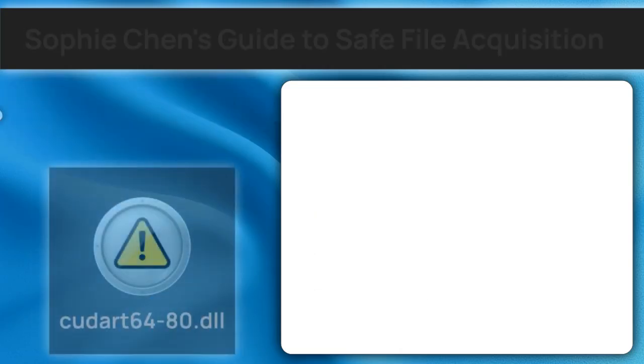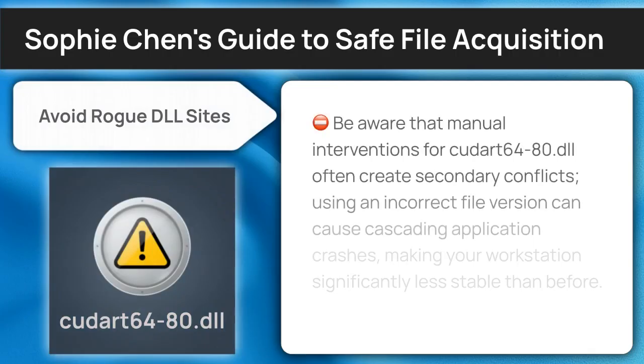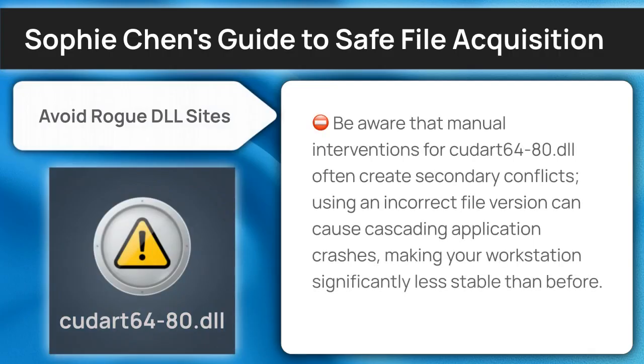To avoid future system conflicts, there is one specific security trap we should discuss. Remember that CUDA RT64-80 DLL is part of a complex ecosystem. Changing it manually without updating its dependencies can lead to permanent errors.